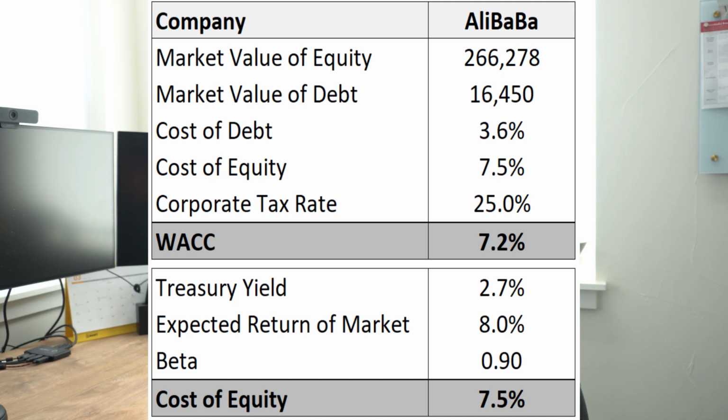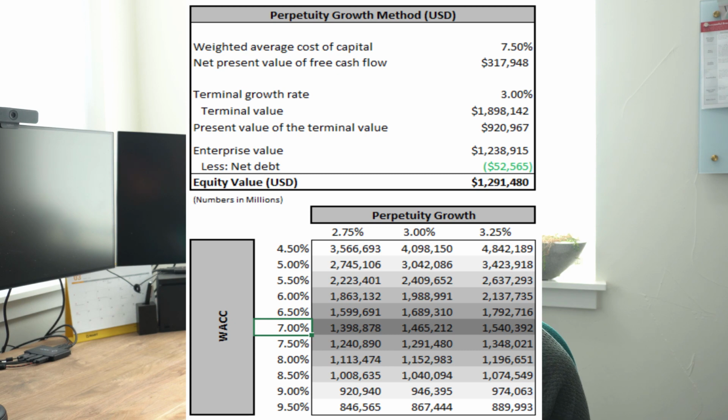And then the last thing we need is the corporate tax rate for our WACC calculation. And we use 25%, which is what is online for China. And this gives us a WACC of 7.2. However, if you plug this into our DCF, you're actually going to get a valuation between 1.4 and 1.5 trillion. Considering Baba trades at 260 billion currently, this would imply Baba is a steal and incredibly undervalued.